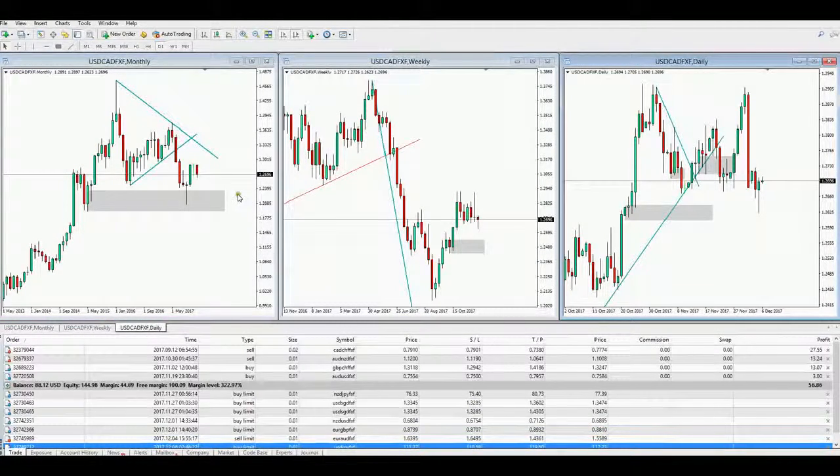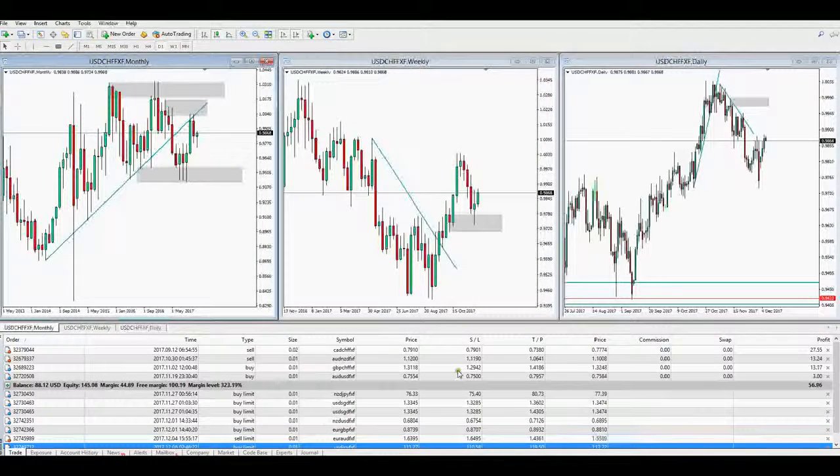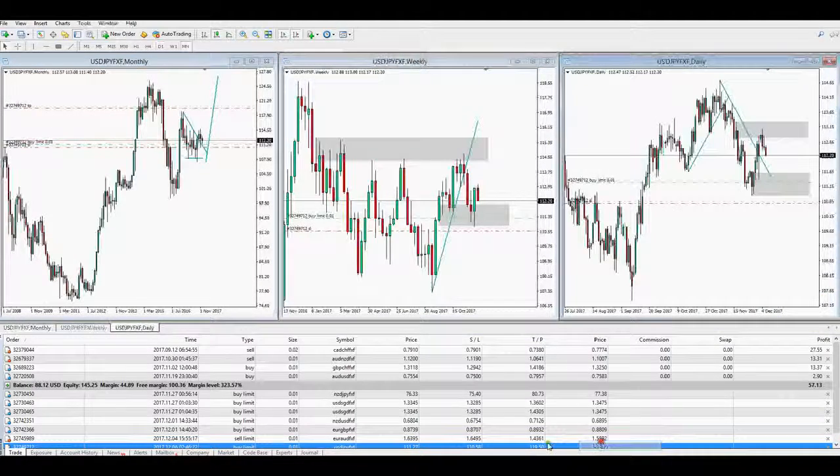Dollar CAD, I've already got out of a trade on here with a profit. Not trading that at the moment. Dollar Swiss, room to push higher. Although it could be rolling over, but room to push higher, bouncing from these weekly demands. Dollar yen.